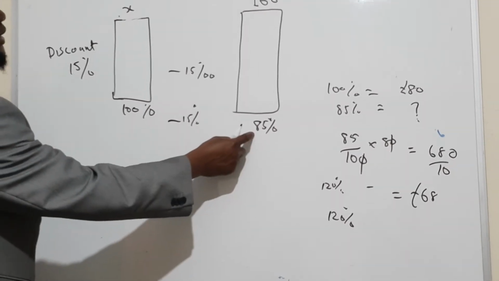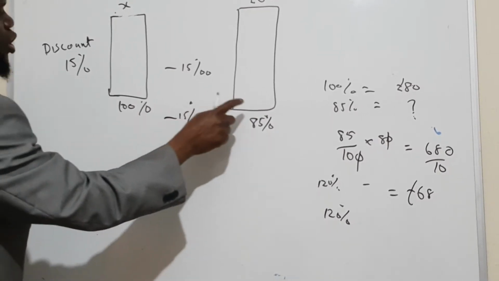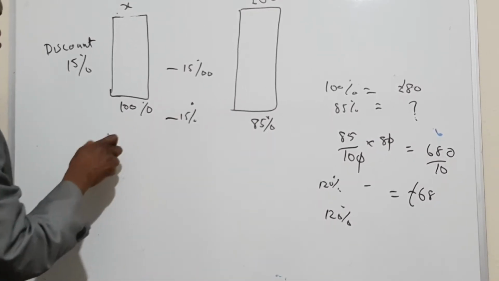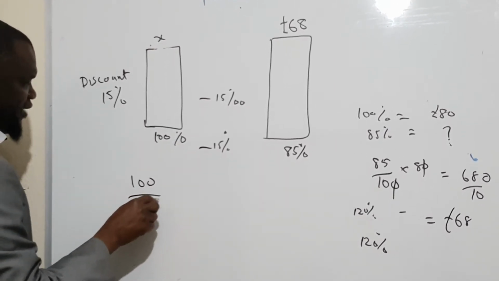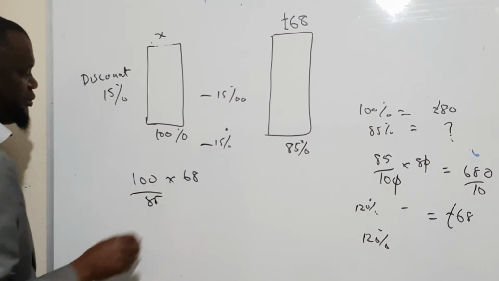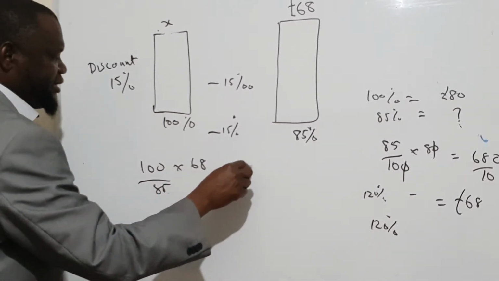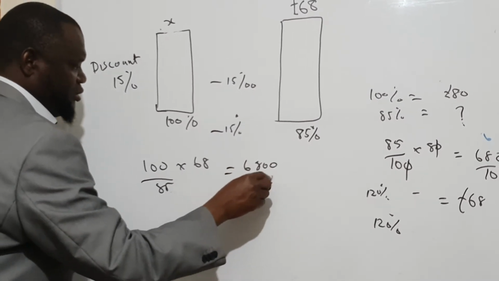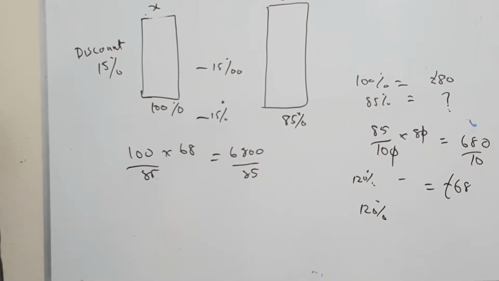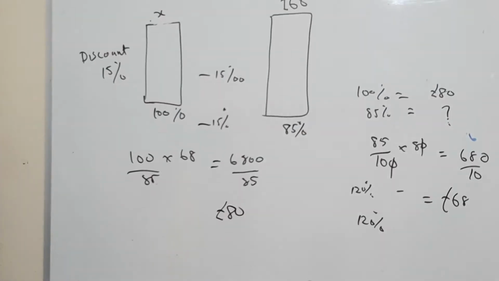85% is equal to 68. What is 100%? So the unknown is 100 in it. So 100 goes up top, over 85, times 68. So this basically is equal to 6800 divided by 85. What is that? 80 pounds.